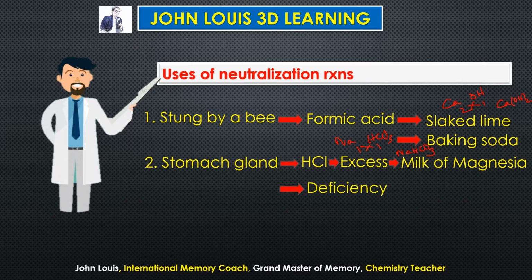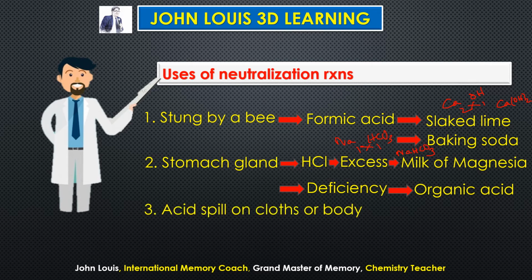Suppose there is a deficiency in hydrochloric acid, what do we do? We take mild organic acids, like citric acid and malic acid, like lemon juice, orange juice and apple juice, all these things we take. So that compensates for the lack of hydrochloric acid in the stomach. Is it clear? Okay, next one.